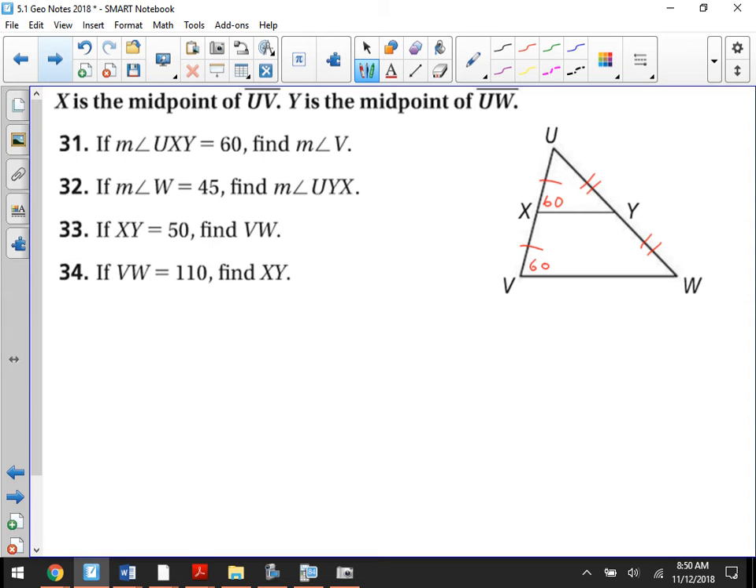If W is 45, what is UYX? 45. Then what's the measure of angle U? What are you going to do to figure that out? You add the 60 plus the 45. What's that? The 60 and 45 gives you 105. Back that out and you're left with 75.